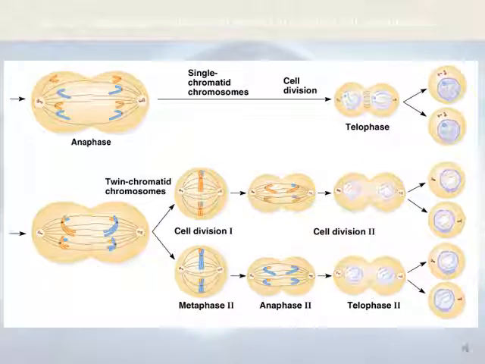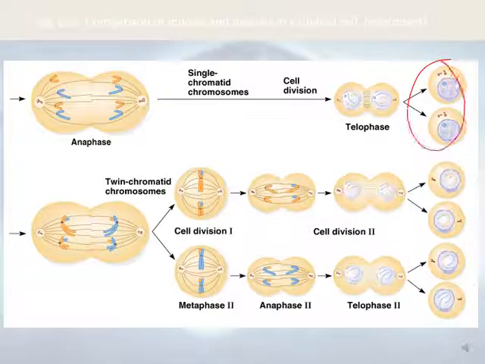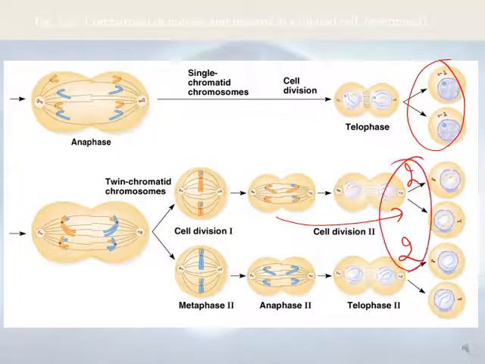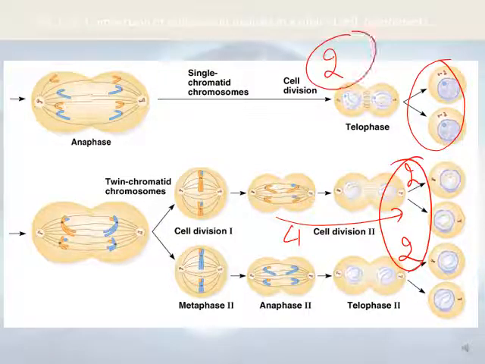Let's now move to anaphase and telophase. In mitosis anaphase, the sister chromatids are pulled apart, and at the end we have 2 daughter cells. This is anaphase and telophase. For meiosis, cell division 1 continues and we have 2 daughter cells at the end, and then we have metaphase 2, anaphase 2, and telophase 2. Here we have 2, here we have 2, so the total is 4 daughter cells, while in mitosis we have only 2 daughter cells.